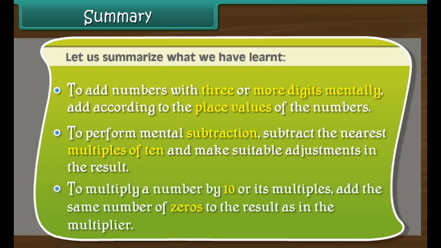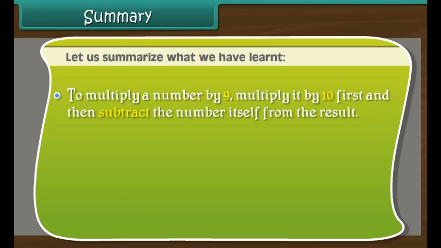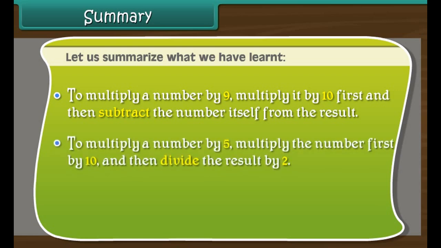To multiply a number by 10 or its multiples, add the same number of zeros to the result as in the multiplier. To multiply a number by 9, multiply it by 10 first and then subtract the number itself from the result. To multiply a number by 5, multiply the number first by 10 and then divide the result by 2.